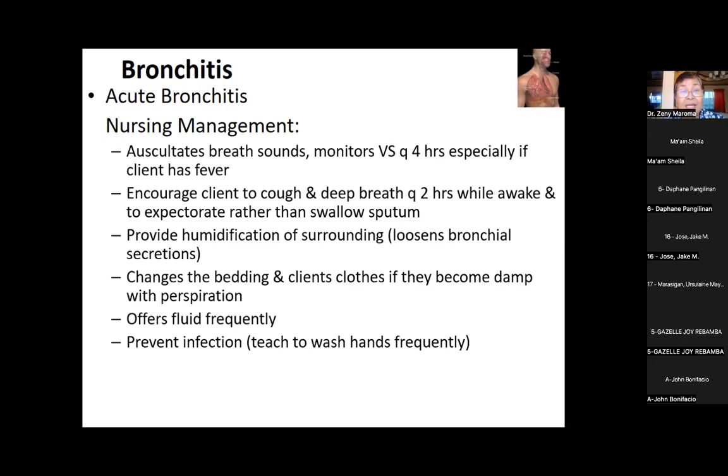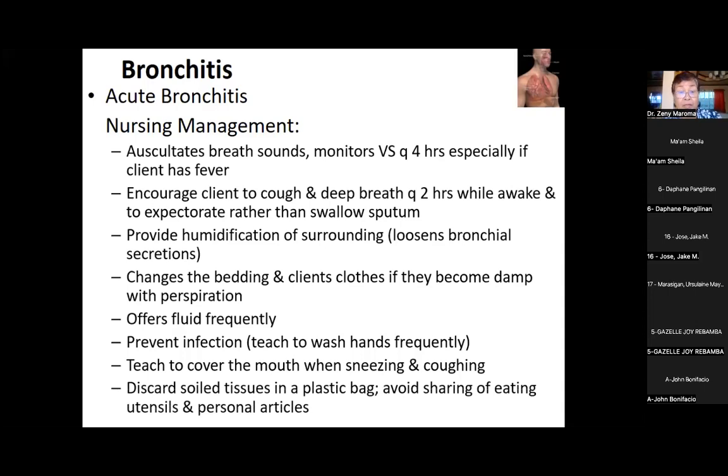And of course, prevent infection. Teach handwashing, cover the nose, cover the mouth when sneezing and coughing. Sa bagay, di problema ngayon, no? Sanay na tayo na naka-face mask, lalo na si pasyente pagka uubo. Okay? And yun, discard soiled tissues in a plastic bag, right? To prevent cross-infection. Avoid sharing of eating utensils and personal articles.